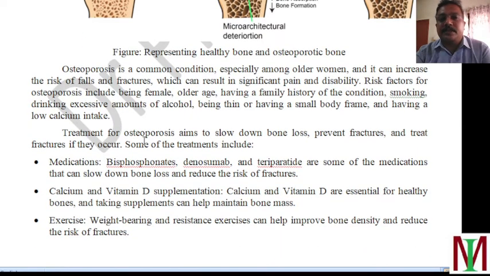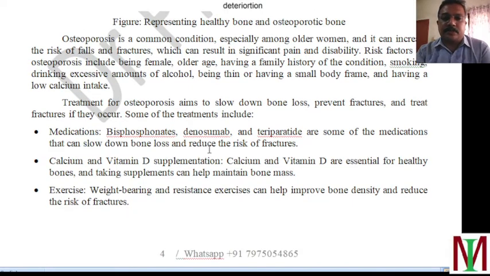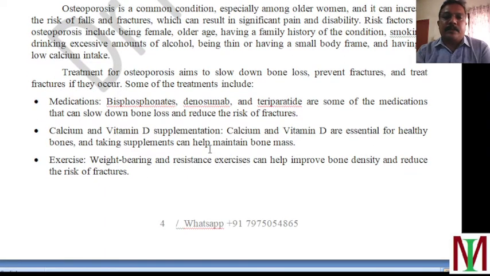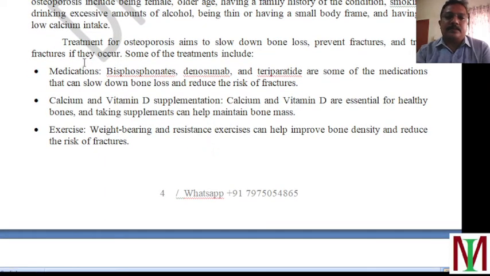Osteoporosis is a common condition among older women. It may be due to older age or family history, or things like smoking, excess alcohol drinking, having a very small body frame, or low calcium intake. These are all the causes for osteoporosis.